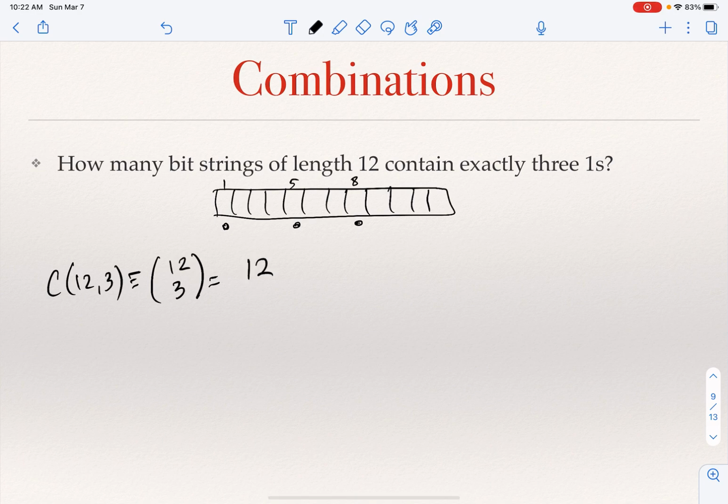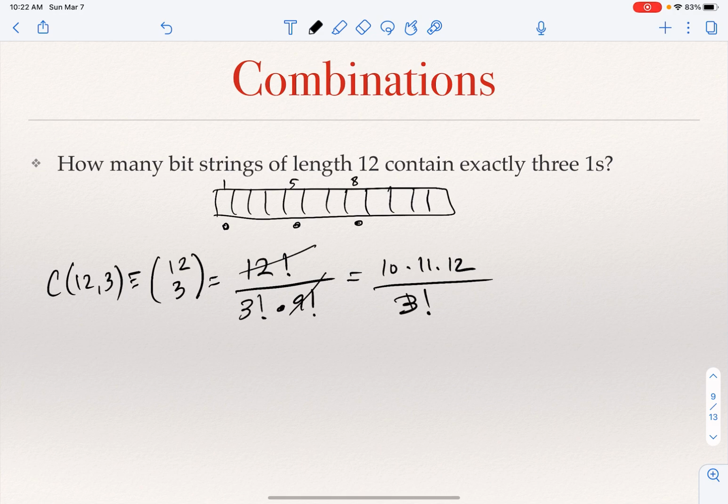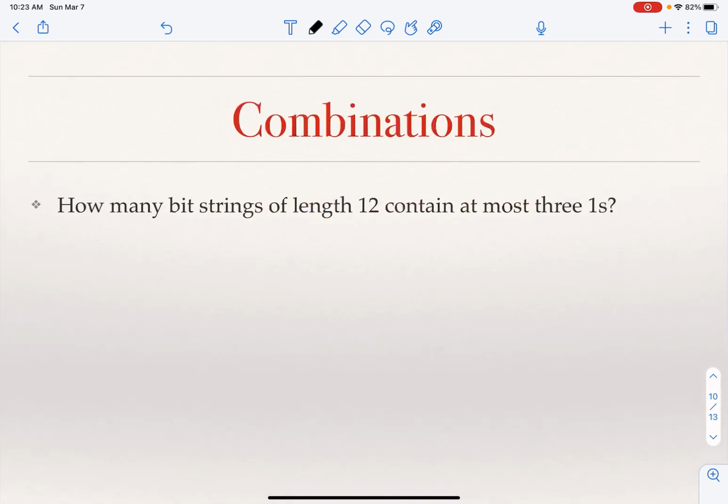12 choose 3 is 12 factorial divided by 3 factorial times 9 factorial. Okay, if I want to simplify this more, 12 factorial divided by 9 factorial is 10 times 11 times 12, divided by 3 factorial, which is 6. So this will be 10 times 11 times 2. Okay, this will be the answer. So again, where you put the 3 ones, it doesn't matter the order in which you put them. They all count towards the same number of bit strings.